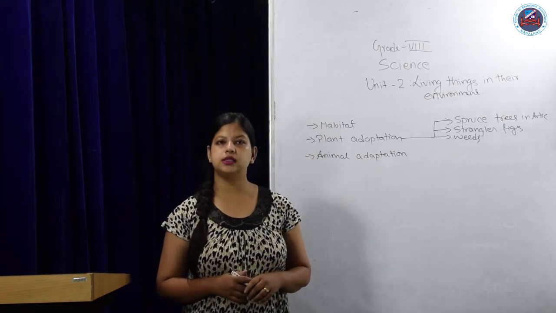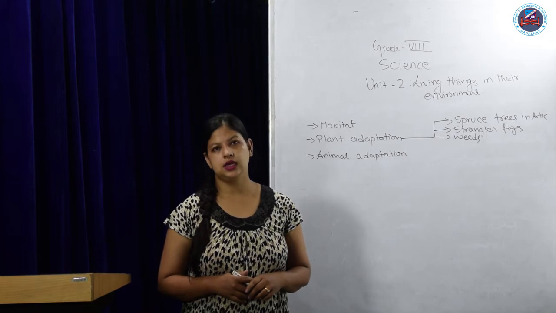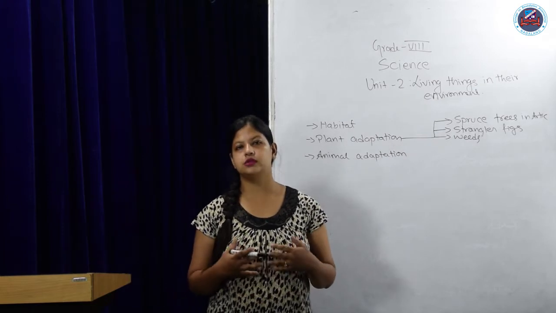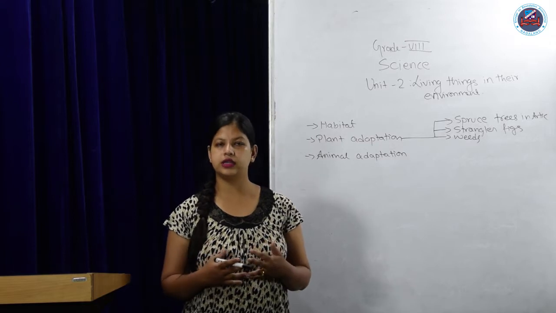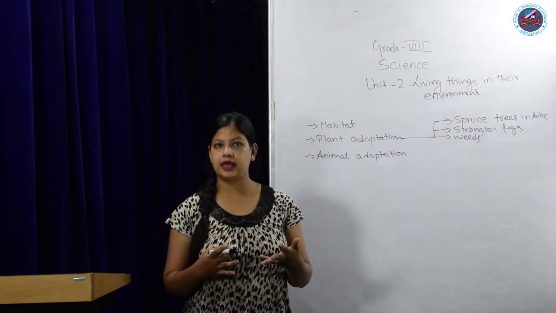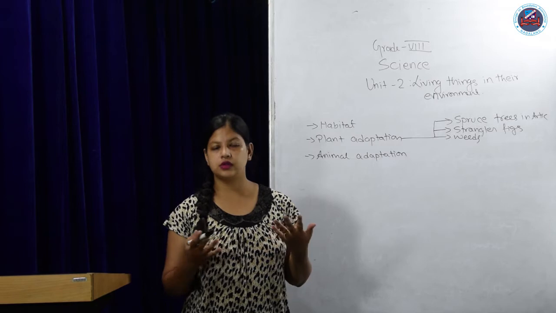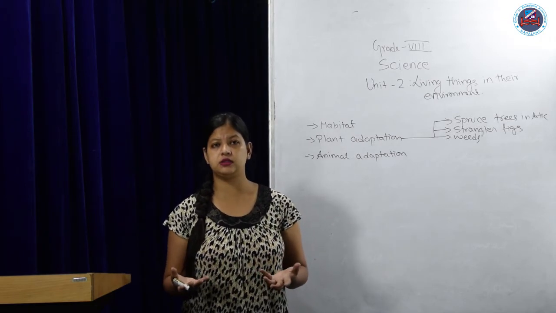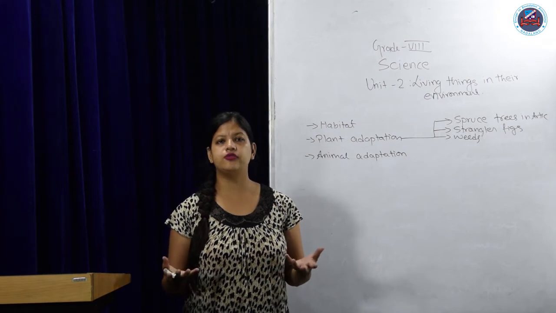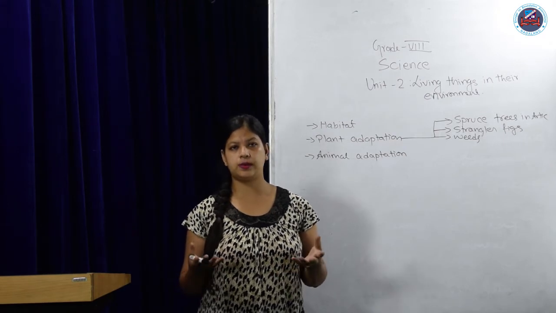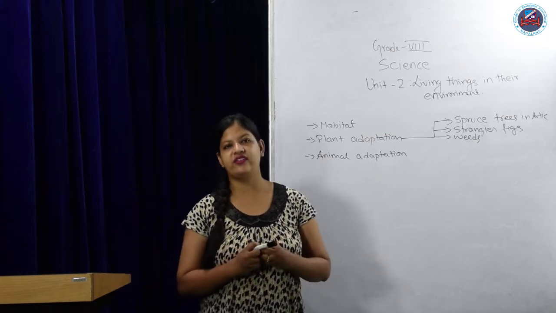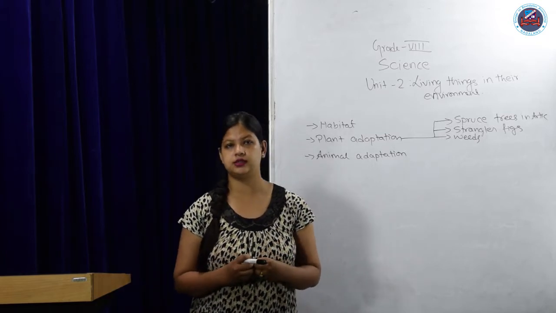So we are taking today Unit 2, Living Things in Their Environments. This chapter is regarding various living organisms like plants, animals, and different other populations. How do they survive or adapt in their environment? And what are the factors they need for that? About that we'll be learning. Now, the first topic we have is plant adaptations.